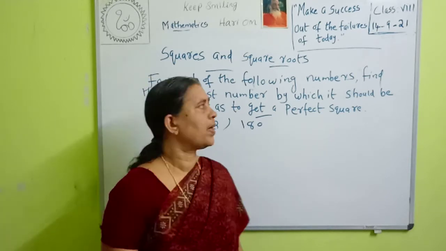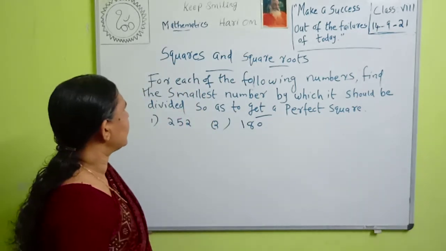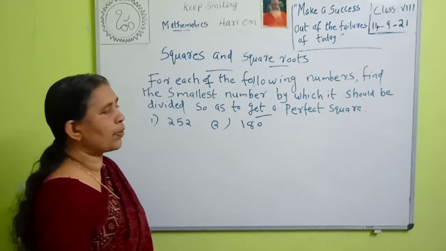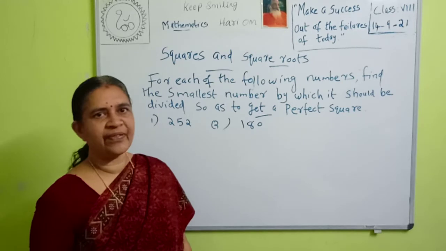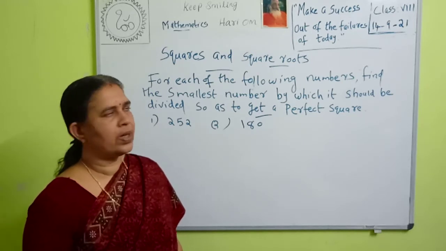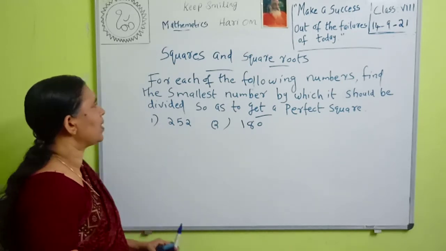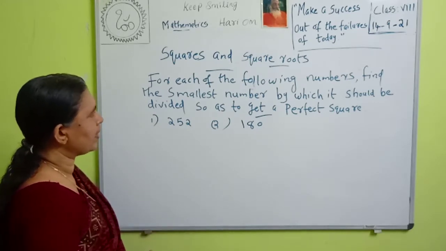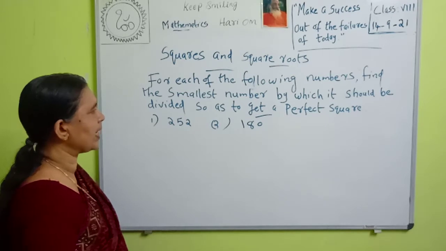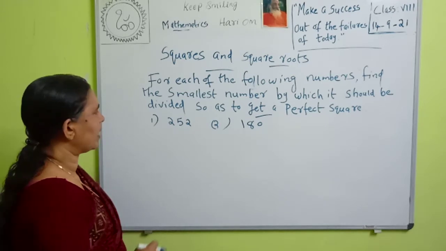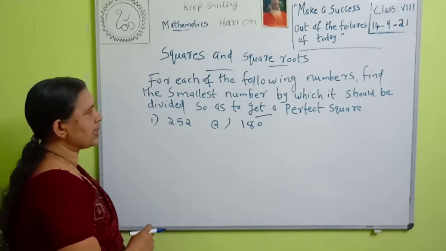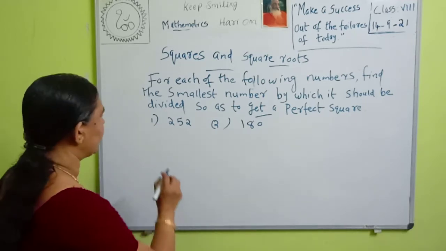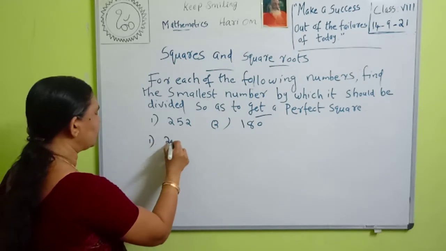Okay. Then yesterday we studied how to find the square root of a number by the prime factorization method. Today we can do another type of problem. For each of the following numbers, find the smallest number by which it should be divided so as to get a perfect square. Here a number is given. You are asked to find the smallest number by which it should be divided so as to get a perfect square. First we can do the first one, 252.